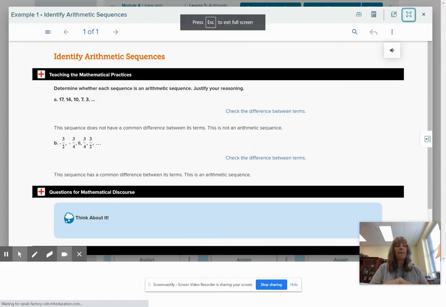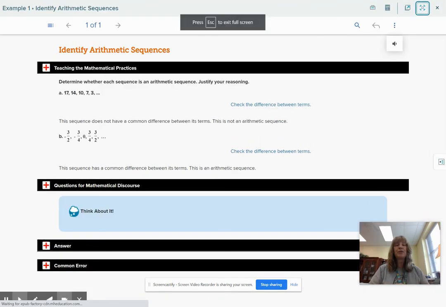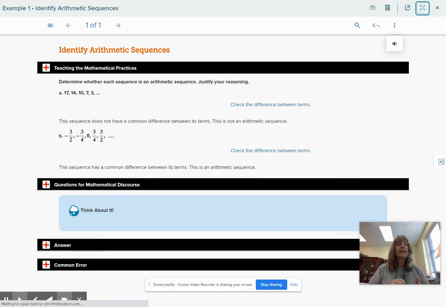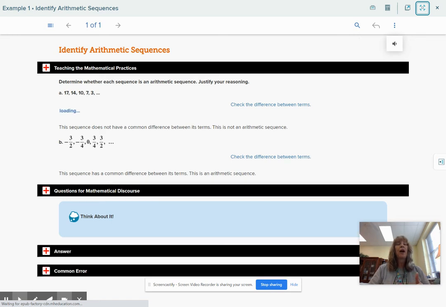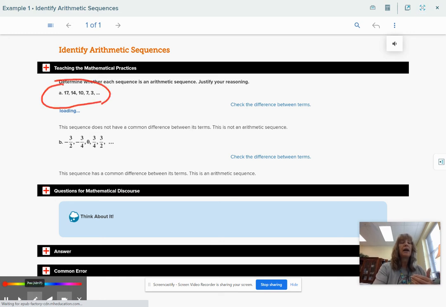They're using the pattern 17, 14, 10, 7, and 3. So it's not a simple pattern. They're not using 2, 4, 6, 8, 10. So what you need to determine, what you need to find out, is the common difference between 17 and 14. So how do we get from 17 to 14?